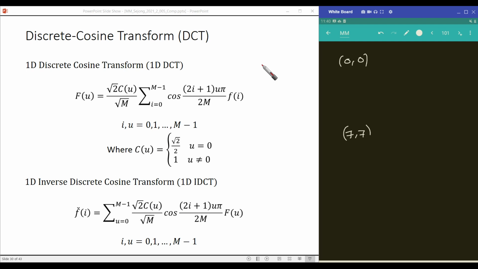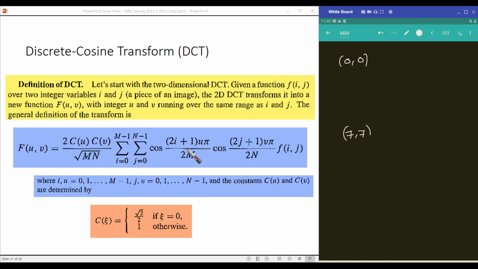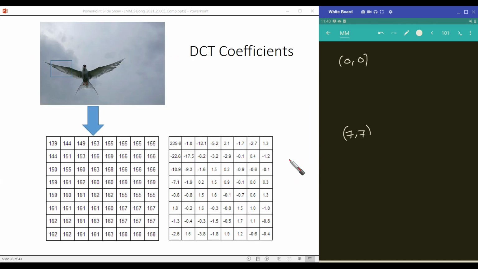You can also see this from here. The very first value is 0, and this is 0, so this is 1 and this is 1, so there will simply be a number, the summation of all of our numbers. So that's why the very first number is basically no frequency. That's the average value.